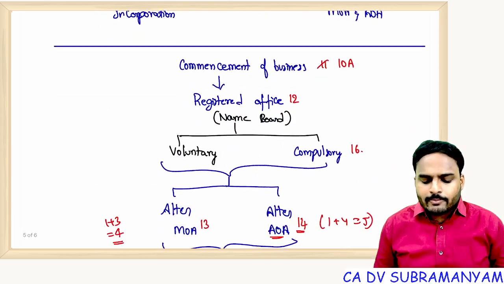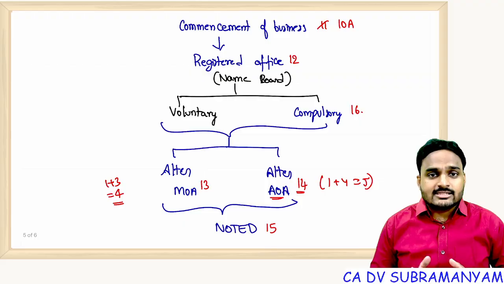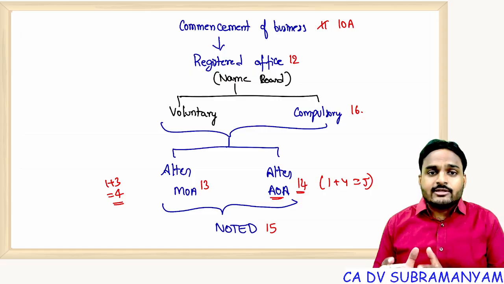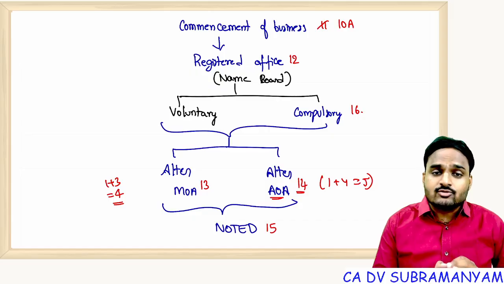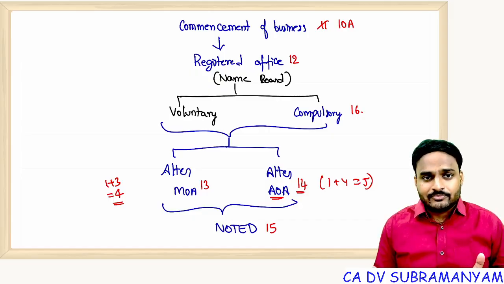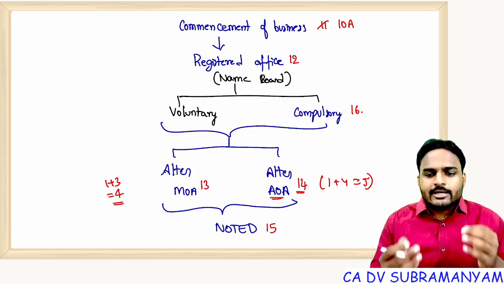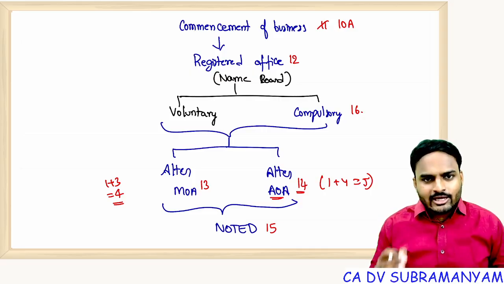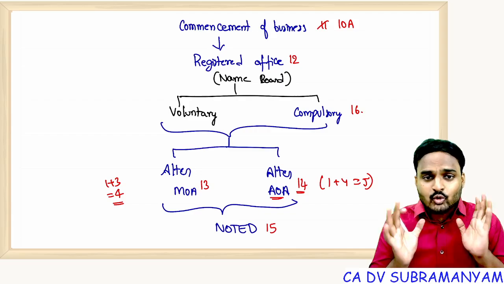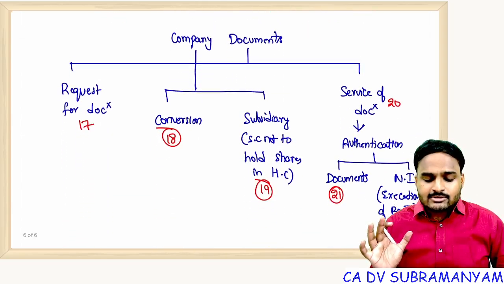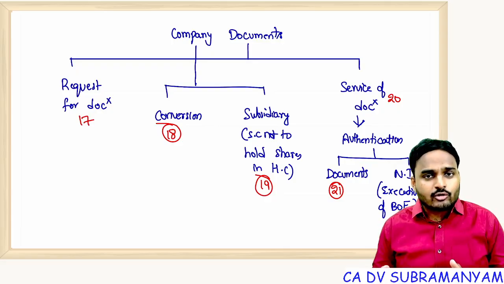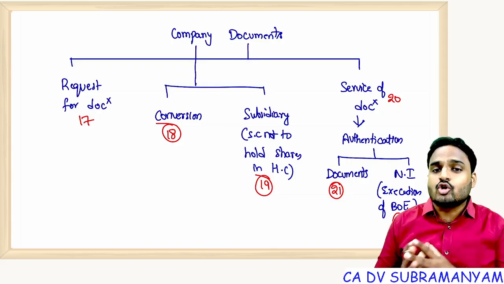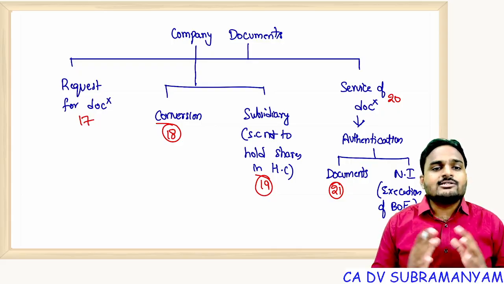Next one, once incorporation is over, then commence business, start business. Where? At the registered office. At the entrance of the registered office, you will find a name board. On that name board, you will find the name. That name may be changed voluntarily or compulsorily. So whatever the reason, the company has to alter MOA and AOA, and that alteration shall be noted. And here you can observe MOA, AOA are company documents. So any member can request for company documents, and it is the duty of the company to serve those documents. Clear?